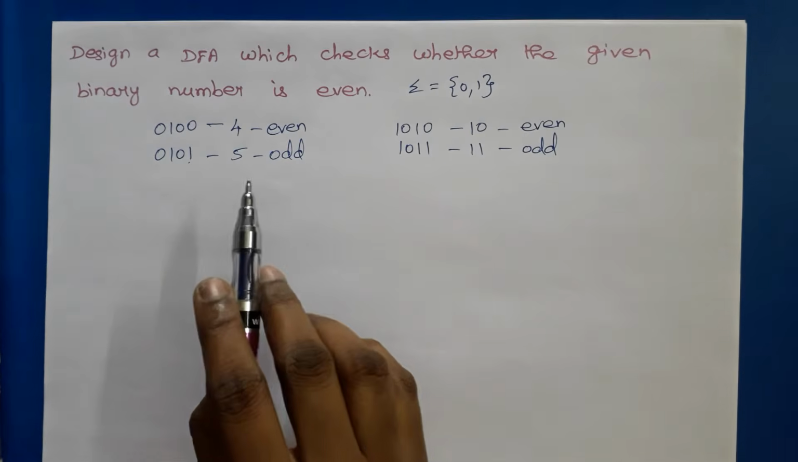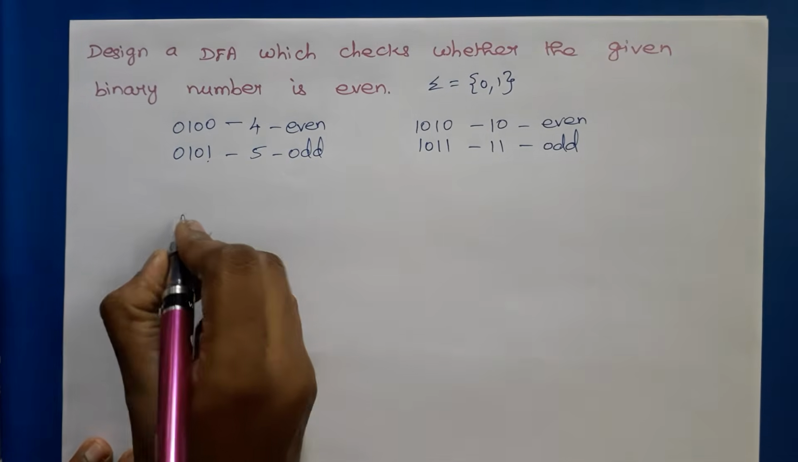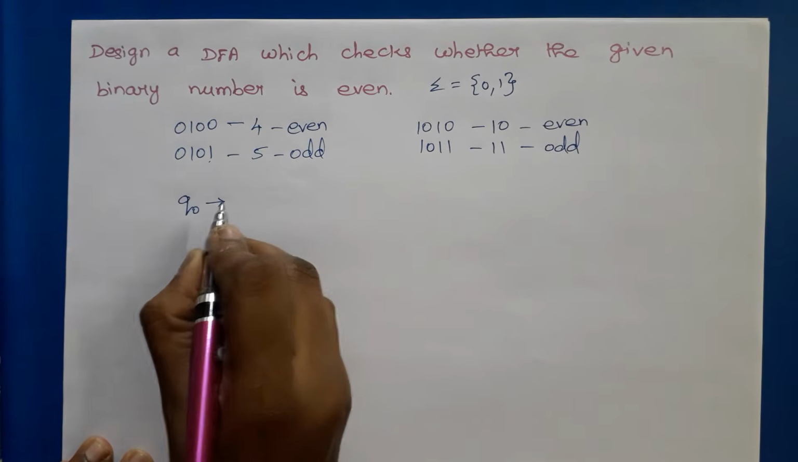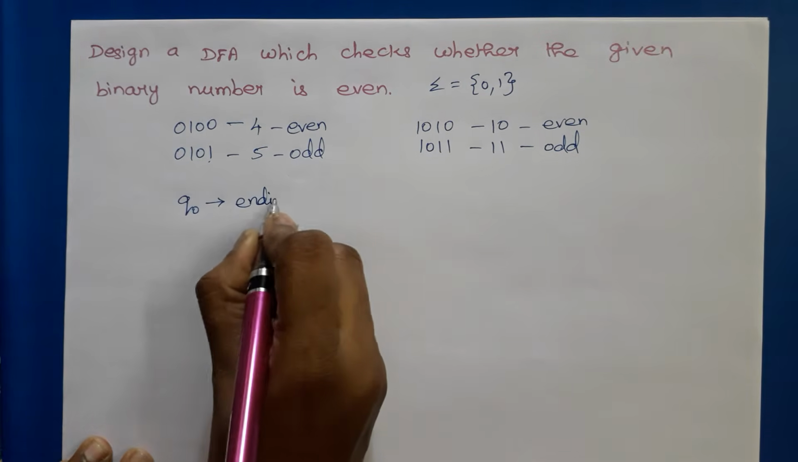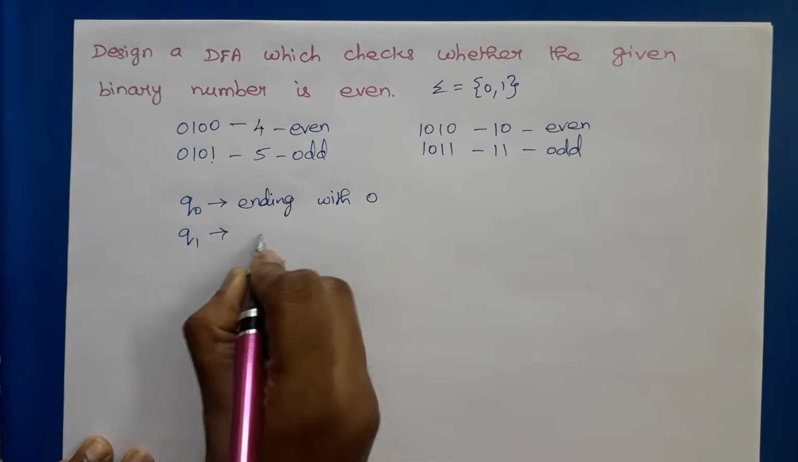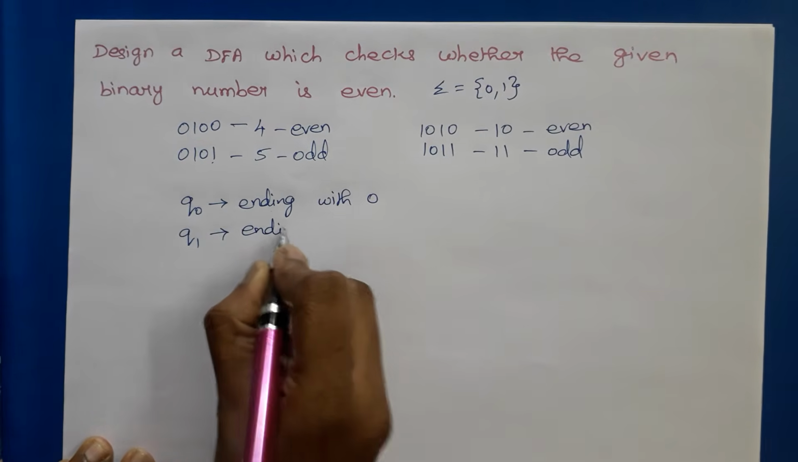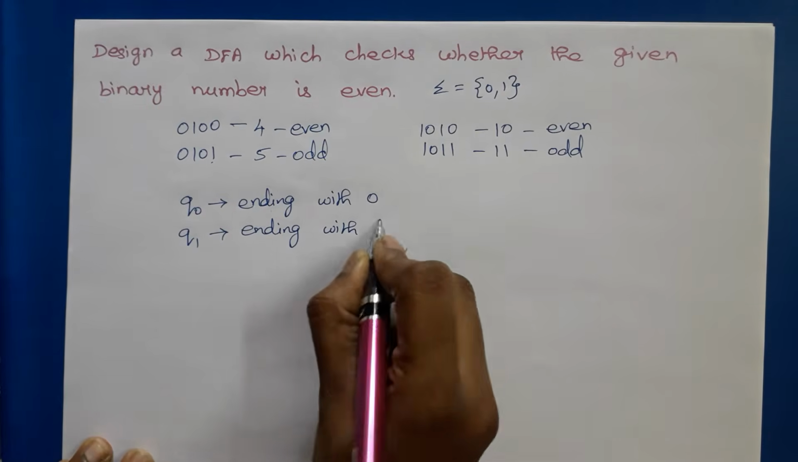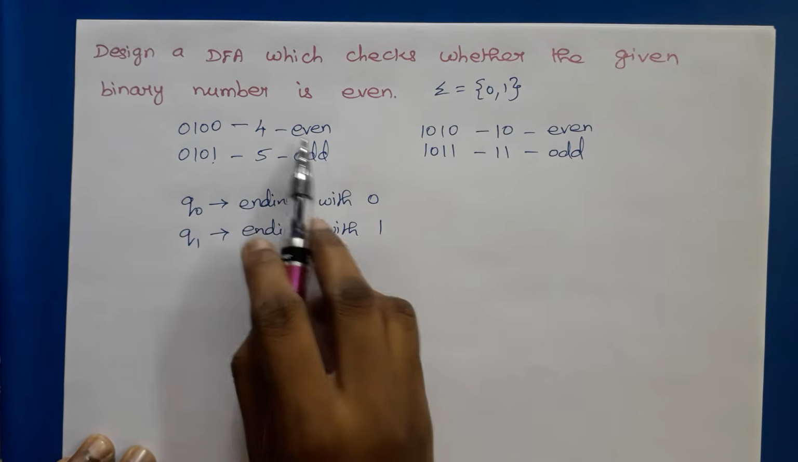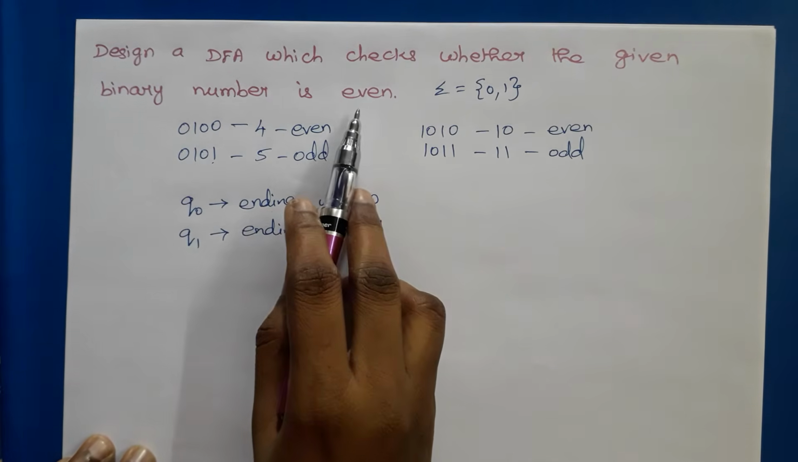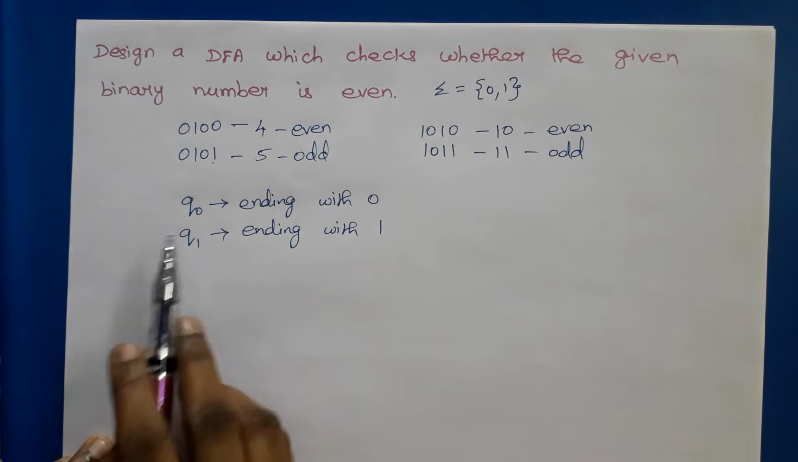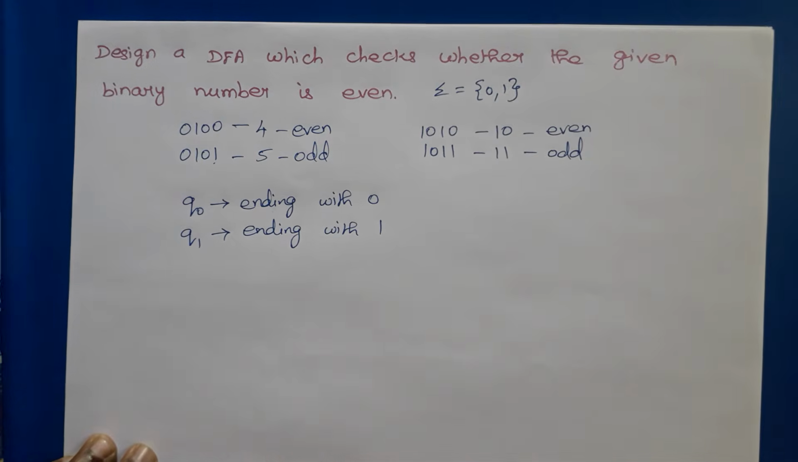So to construct a DFA, we need two states here. So we are going to consider Q naught for all the binary strings ending with 0, and consider Q1 for strings ending with 1. Q naught is also the start state as well as the final state, because we are going to check whether the binary number is even. So the string ending with 0 is a final state. So Q naught is both the start state as well as the final state.